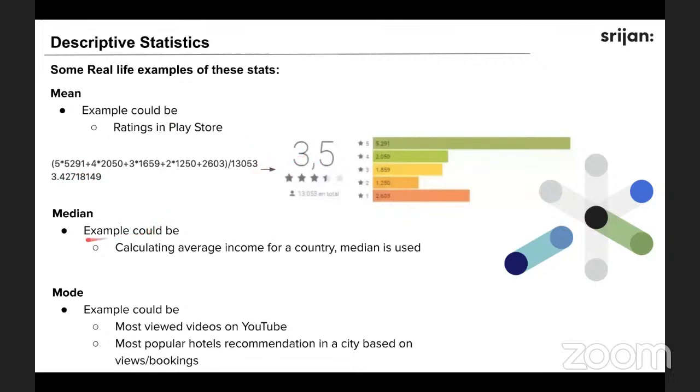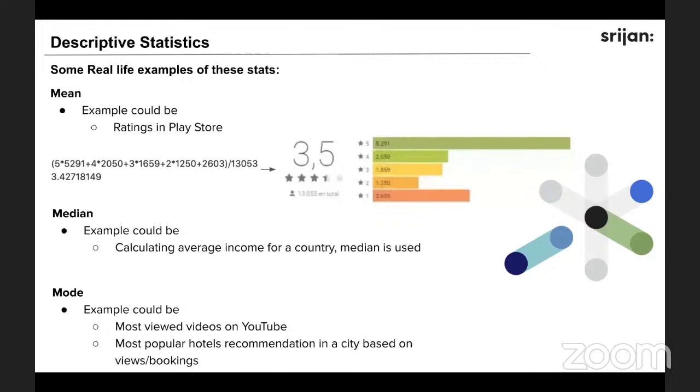Another example, for the median: if I asked you to calculate the average income for our country, in this case you would not use the mean, because the mean would be a spurious measure. If you talk about income, it's highly imbalanced. There are highly rich persons out there, and there are highly poor persons out there. So the mean would be very spurious. In that case, you can use the median. You can sort those incomes and select the middle one, which is the median. Just a simple term.